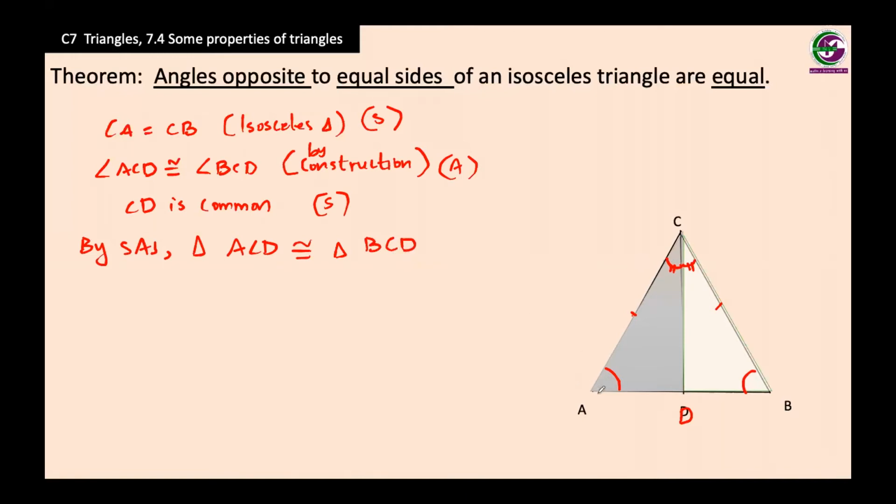So we can see that the angle which is in the beginning, letter A is in the beginning, letter B is also in the beginning. Angle A is congruent or equal to angle B. Why? Because corresponding parts of congruent triangles are equal. The angle which is the first letter of the first triangle will be equal to the first letter of the second triangle. That is the corresponding parts, and they are equal. So we proved that if two sides are equal, then the opposite angles are equal.